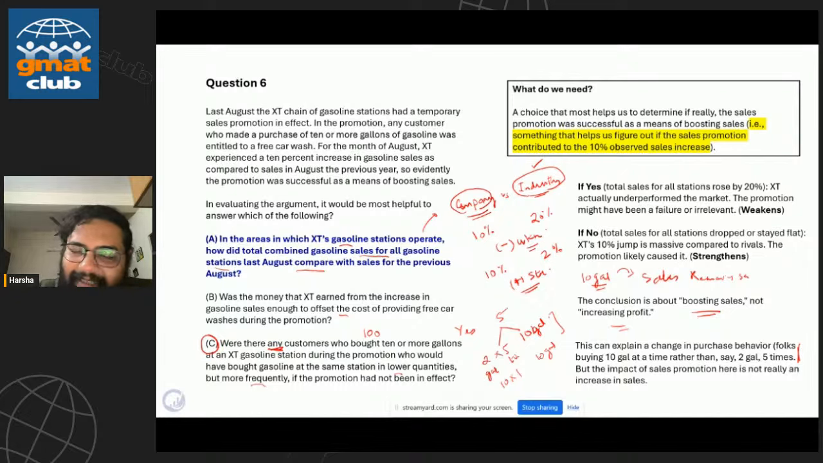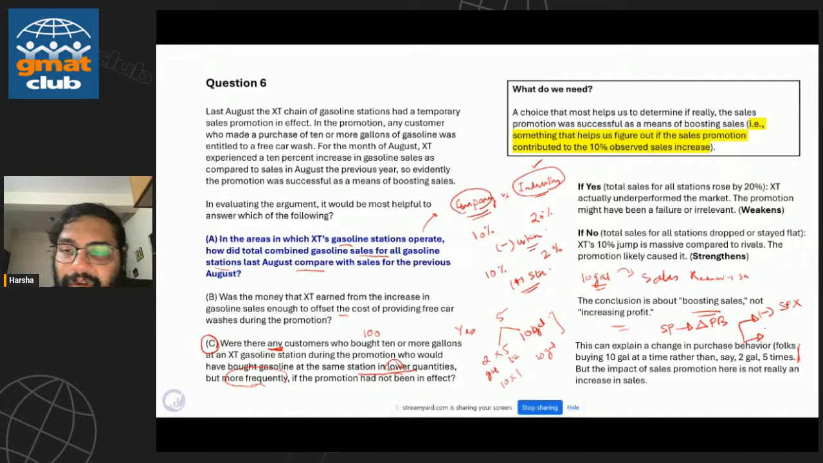But all that tells me is thanks to the sales promotion, there was a change in the purchase behavior. That doesn't really say there's an increase in sales, because even the way it is phrased, the implication is earlier I used to buy 10 gallons through lower quantities but more frequently. Now I'm buying the same quantity in one stretch. Where is the sales increase? So choice C, even if you consider the yes side of it, saying there are such customers, it actually does not suggest that the sales promotion did anything for increasing sales.